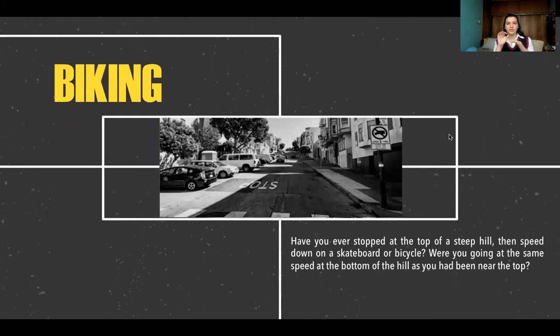Now, let me give you another example about how speed can change depending on position. When we're biking, have you ever stopped at the top of a steep hill, then sped down on a skateboard or a bicycle? Were you going at the same speed at the bottom of the hill as you had been near the top? Pause the video, think about it for a second. If you're at the top of the hill, would you be traveling at the same speed as when you reach the bottom? There is always this scene in a cartoon in which a character is driving down a hill and they cannot stop due to the velocity and the speed they are traveling at.